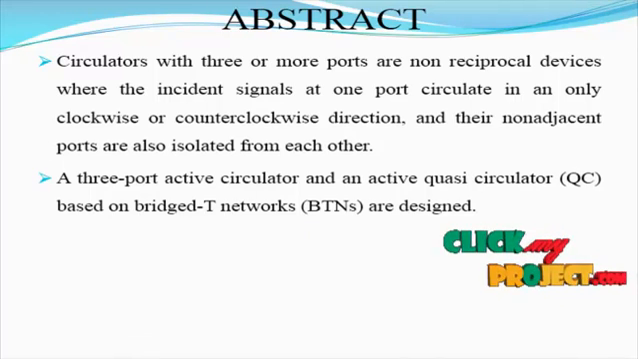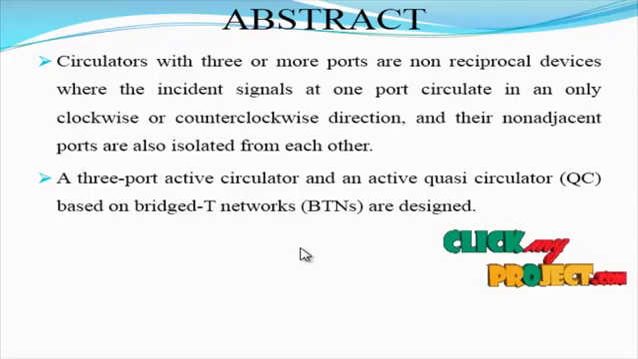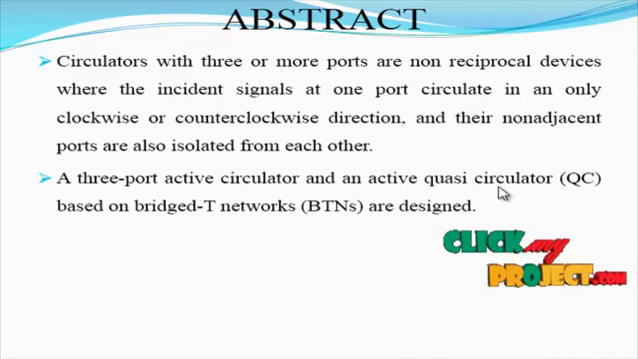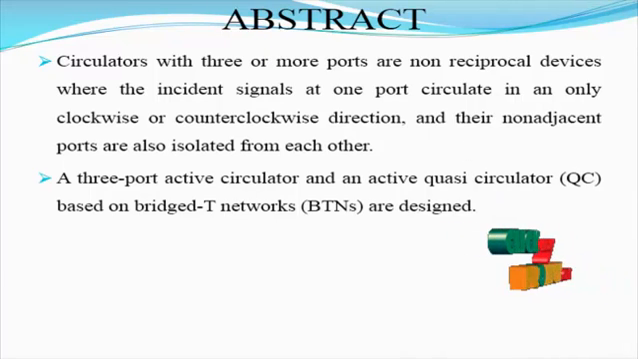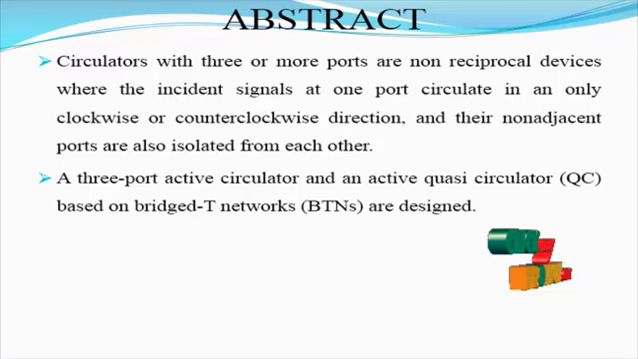Conventional circulators are usually fabricated with passive non-reciprocal ferrite materials, but using ferrite materials makes them expensive, as they are not compatible with monolithic integration. The most important specifications of active circulators and quasi-circulators are their inherent advantages such as size, weight, and cost over conventional ferrite devices.